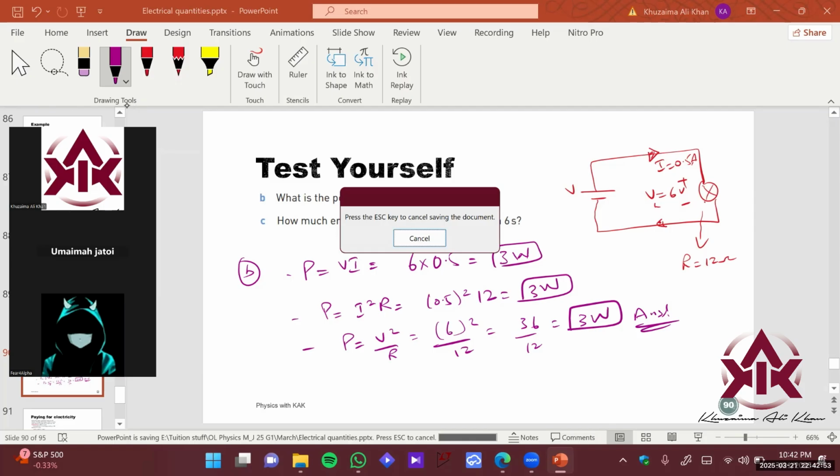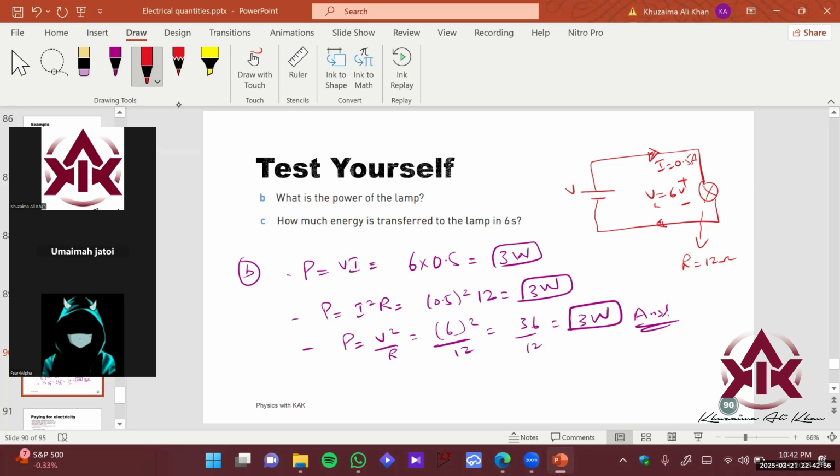Now part C is asking how much energy the lamp is consuming in a time of 6 seconds. You now know the power, and you can find it using two approaches. You can use the formula power equals energy upon time. You know the power from the last part, and you know the time also. So energy equals power into time, so it's 3 into 6, which is 18 joules. So 18 joules is consumed by the lamp.